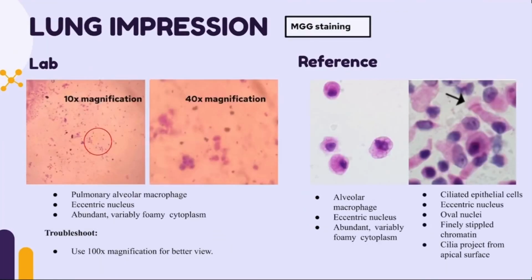For lung sampling at 40 times magnification, we can observe pulmonary alveolar macrophages, with eccentric nucleus and abundant foamy cytoplasm. In the cell reference, there is presence of pulmonary alveolar macrophages, eccentric nucleus, abundant and foamy cytoplasm, while the other picture shows ciliated epithelial cells, eccentric nucleus, oval nuclei, finely stippled chromatin, and cilia projecting from the apical surface. Comparing our observation and the cell reference, the reference shows a clearer picture. To troubleshoot this problem, we need to use 100 times magnification for a better view.